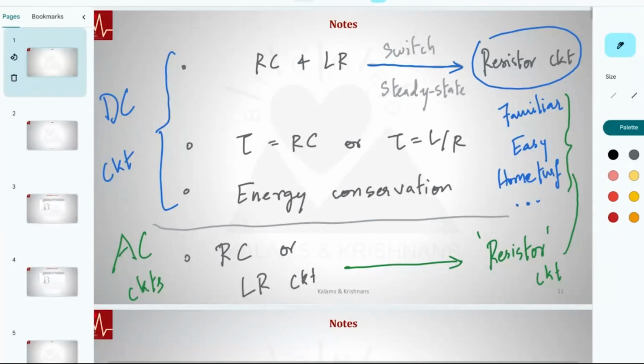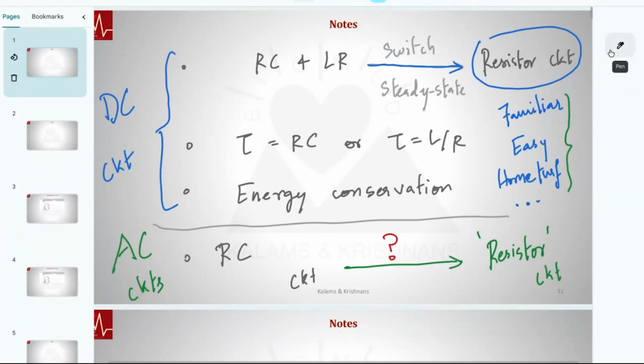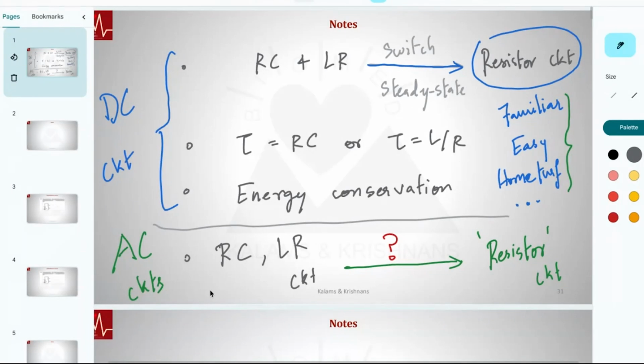You are into your own playground, your backyard. You know how to play there. One word fills this arrow. That one word takes you from an RC circuit or an LR circuit, in fact even a second order RLC circuit, to a resistor circuit. One word.